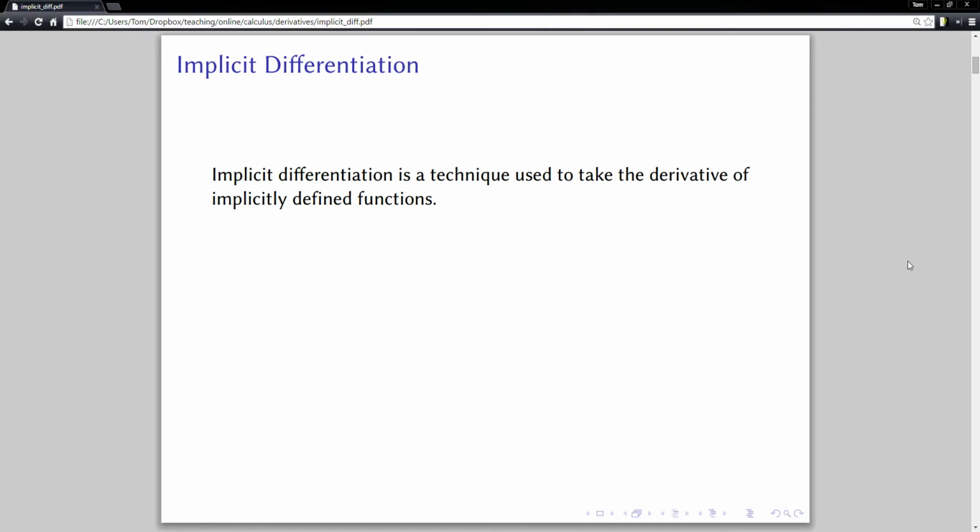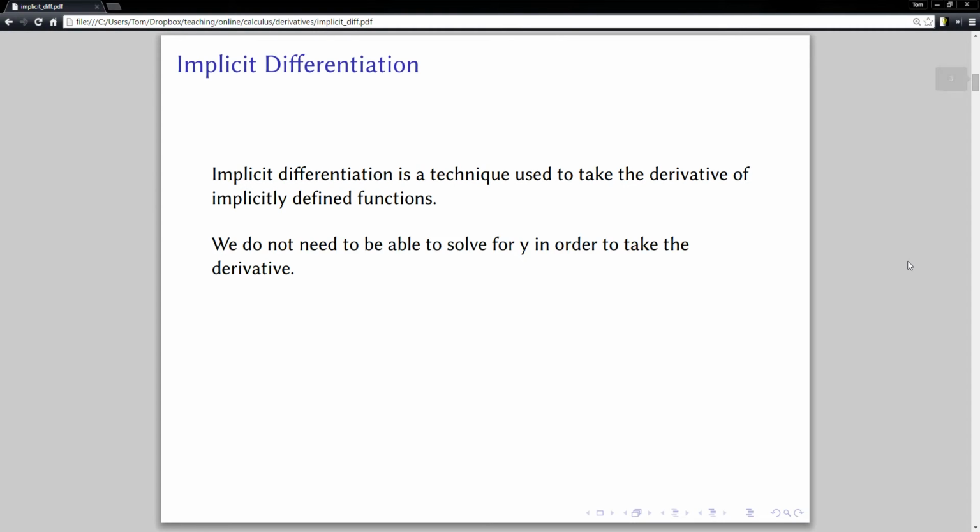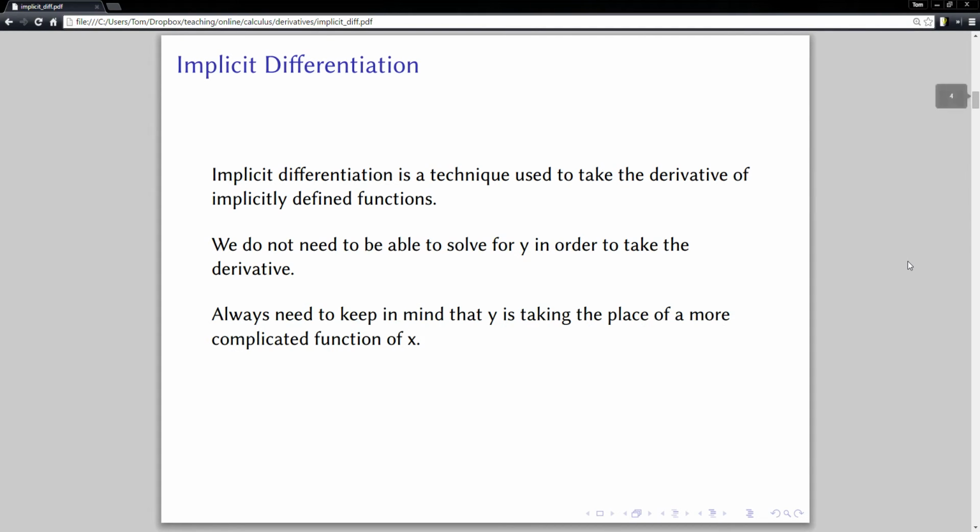And that's when you have an equation that, when you look at the entire equation, doesn't define y as a function of x, right? But you can look at parts of the equation, and the smaller pieces will define functions in there. So we don't need to be able to solve for y in order to take the derivative. That's important to know.